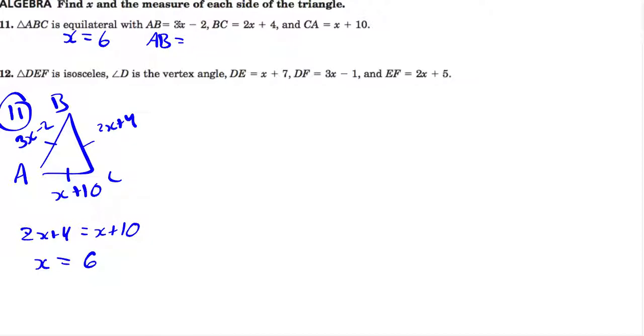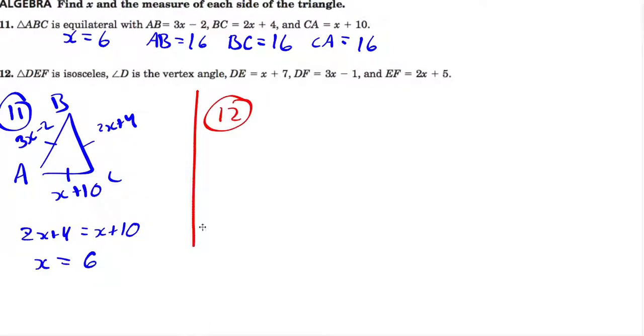So knowing that x is equal to 6, I can plug that in and find that AB is equal to 18 minus 2, which is 16. BC is equal to 12 plus 4, which is 16. And CA is equal to 6 plus 10, which is 16. And I know what you're thinking. I already knew this was equilateral. Why did I go and plug it into all of these? Simply to check my answer to make sure that I did everything correct. Because if I got any other sides, then that would tell me that my x was incorrect.